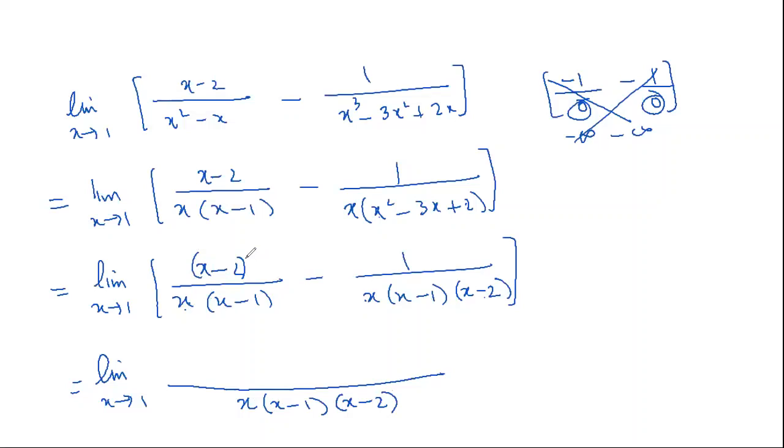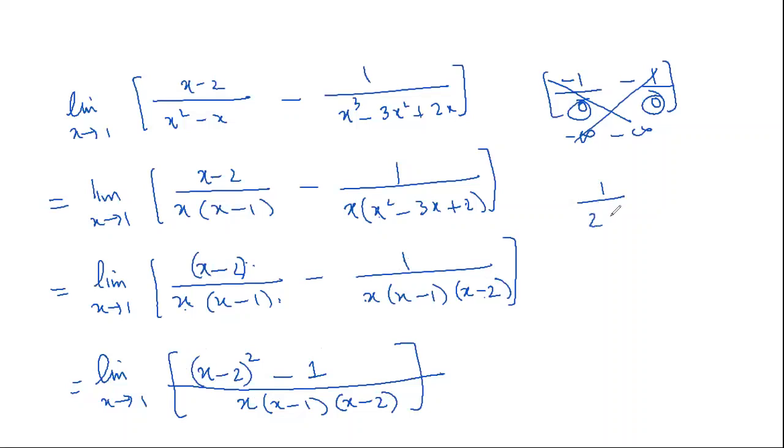So I need to multiply numerator and denominator by x minus 2. So numerator became x minus 2 square. Here all the terms are there. Has everybody followed the LCM?